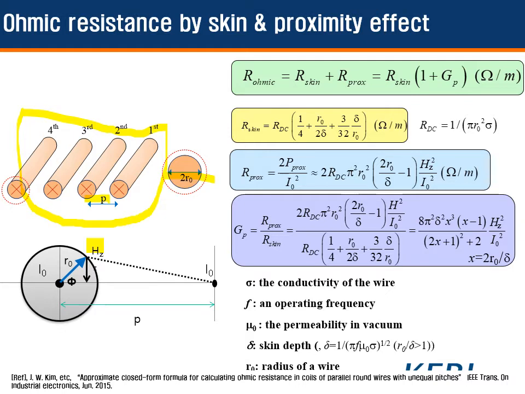For the conductors, the total AC resistance R ohmic can be obtained by the sum of resistance by skin and resistance by proximity. R skin is defined by RTC, skin depth delta, and wire radius R0. RTC is defined as here. R proximity is the AC resistance by proximity effect. It is defined here.